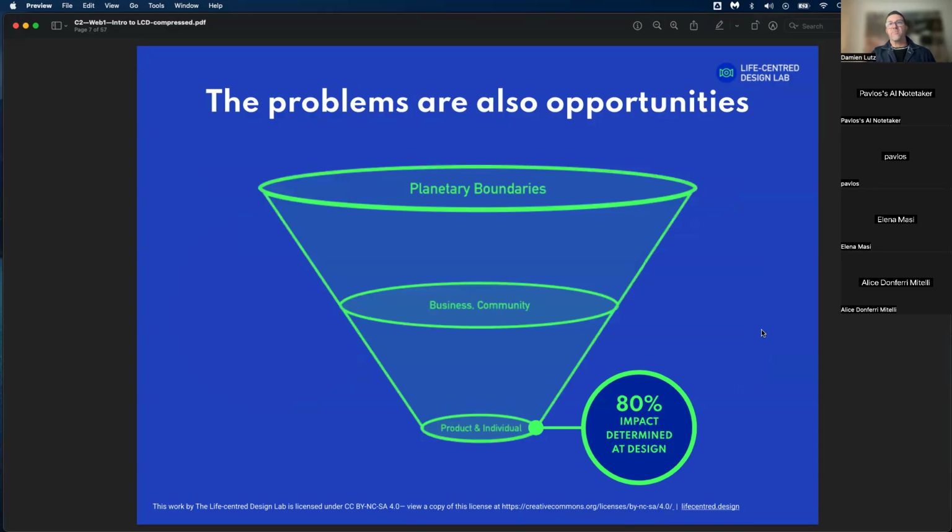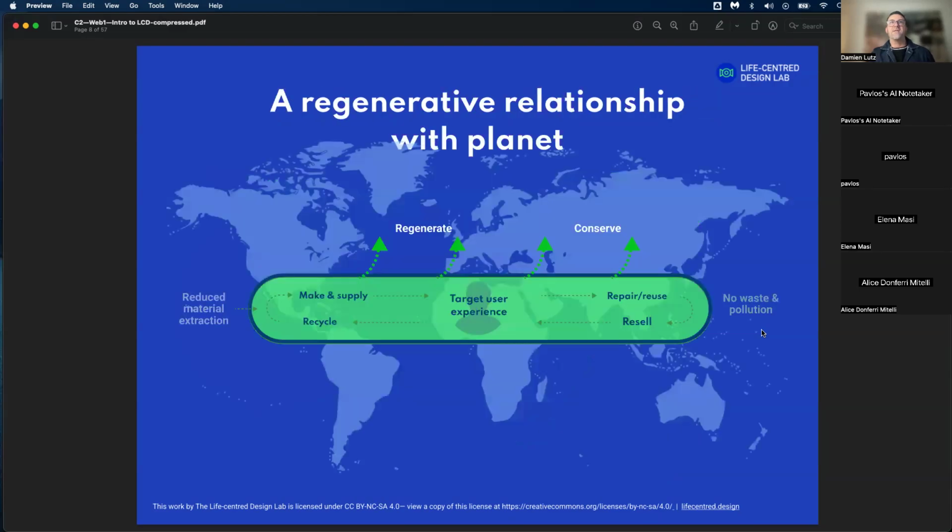So this problem, where 80% of the environmental impact of what we design is determined at design, is an opportunity. We can turn that around and make 80% of it positive impact, and shift from this take, make, waste way of living on the planet to a more regenerative one, by reducing the materials that we extract, reusing things, remaking things, recycling, and finding ways to use our power, our business and our design to give back more to the planet and heal the things that we take from.